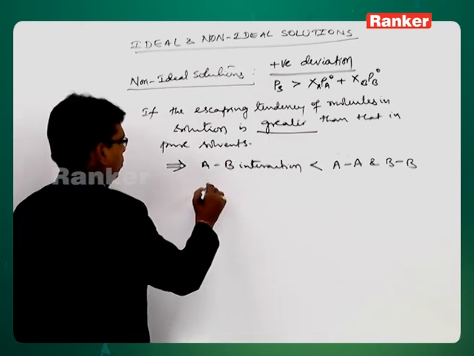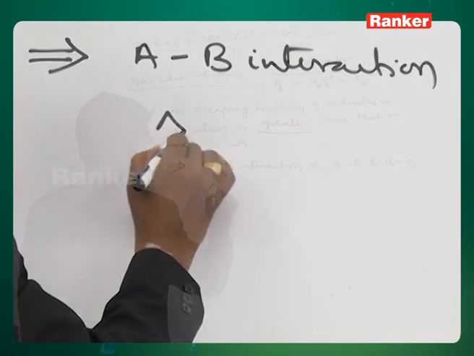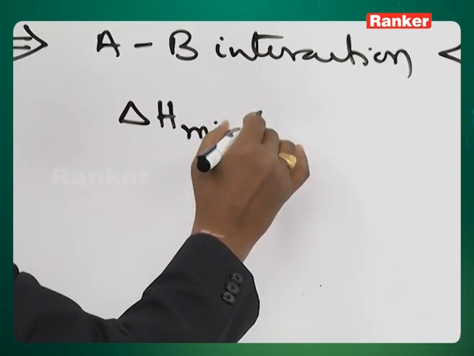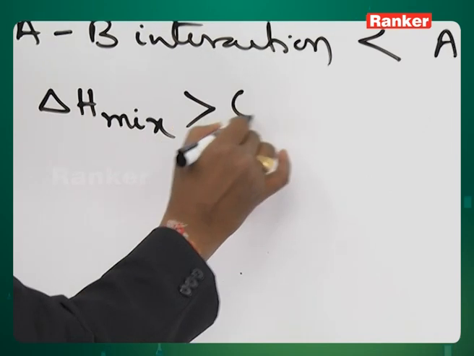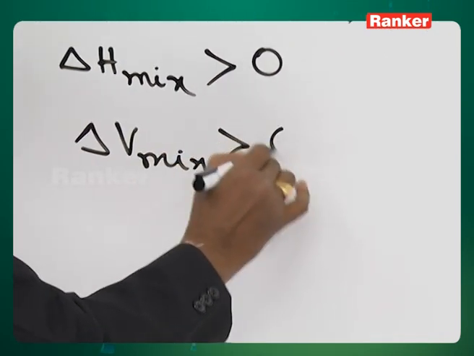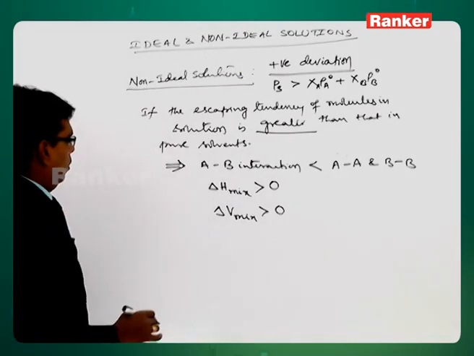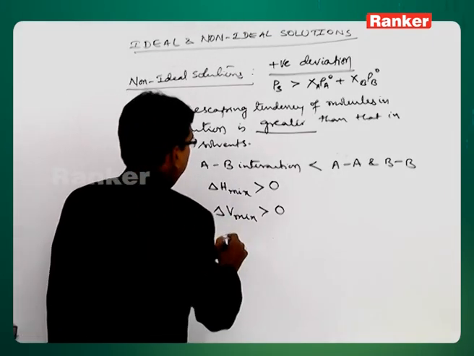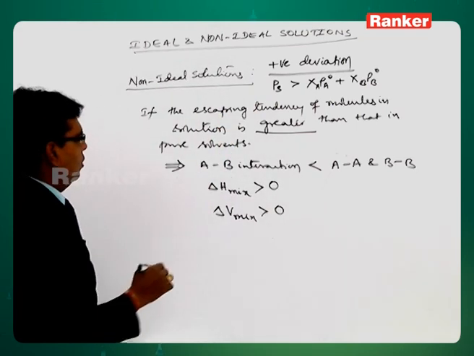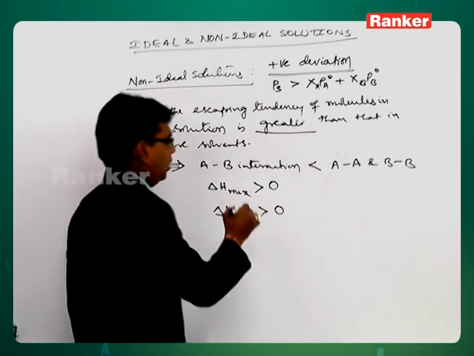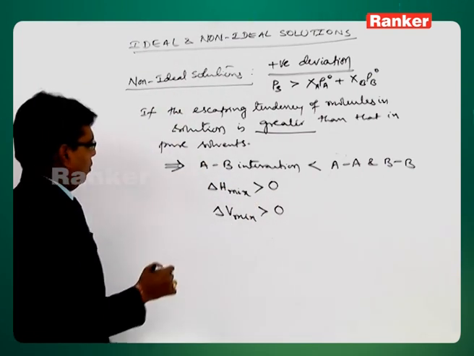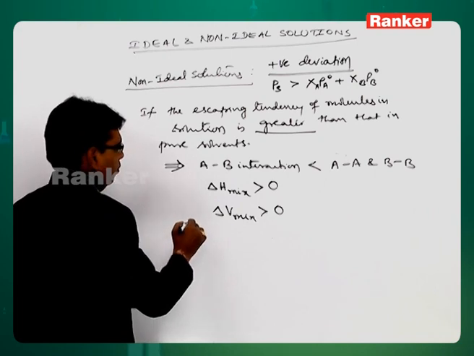So, in this case, what happens is delta H mixing will be greater than 0, delta V mixing is also greater than 0, and the vapor pressure of the solution is of course greater than 0. So, as in the graph that we have already shown, it is showing the positive deviation. Now, which kind of liquids will exhibit this?